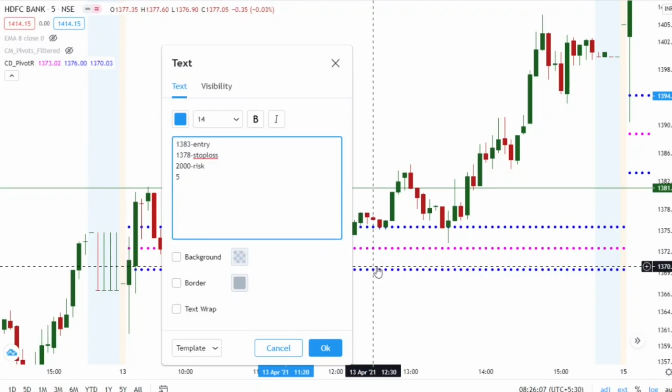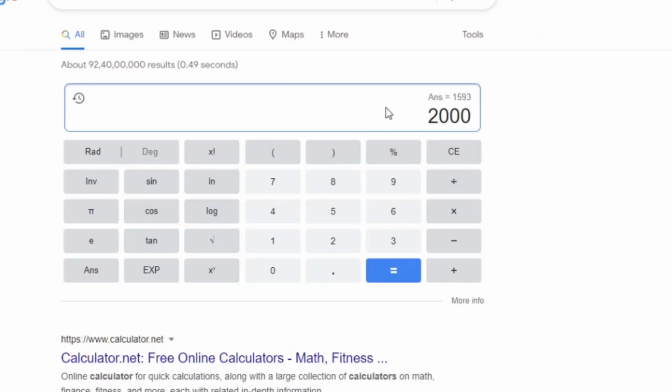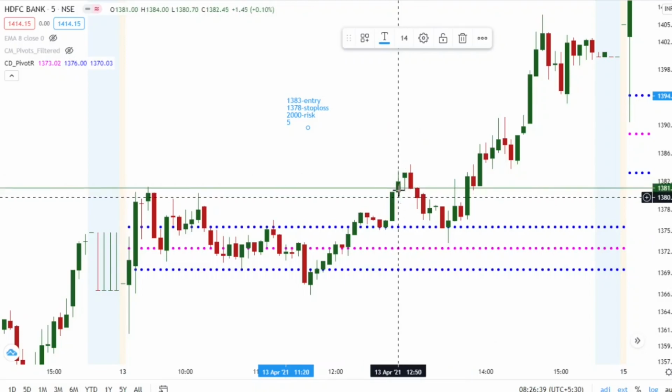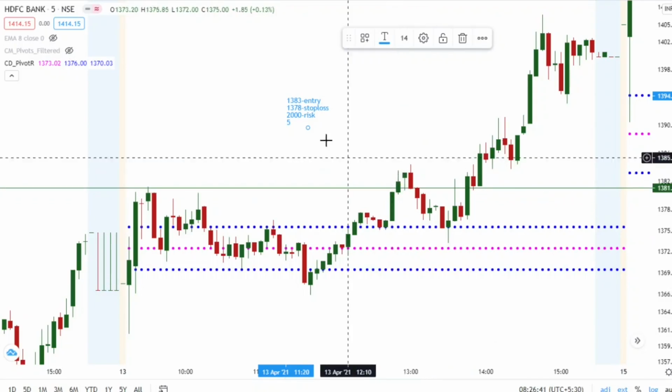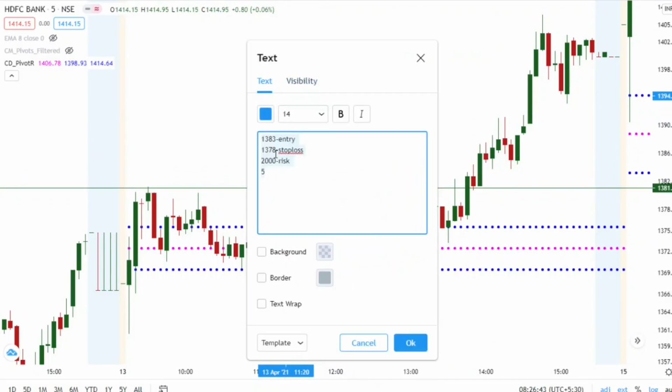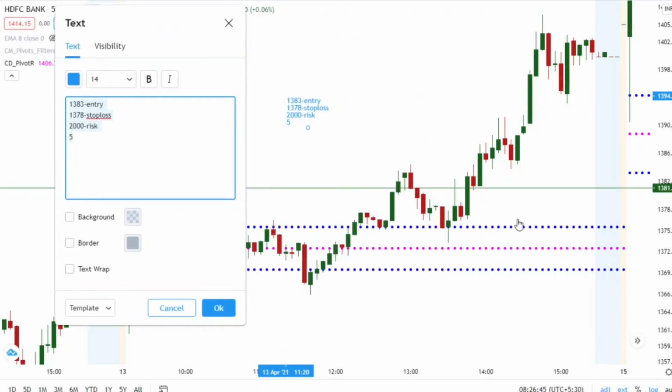Now I should calculate my quantity. 2000 rupees is my risk per trade, and 5 points is the loss for that single trade. How many quantities should I take? 400 quantities I should buy for this strategy. I bought 400 quantities at this entry level, 1383.